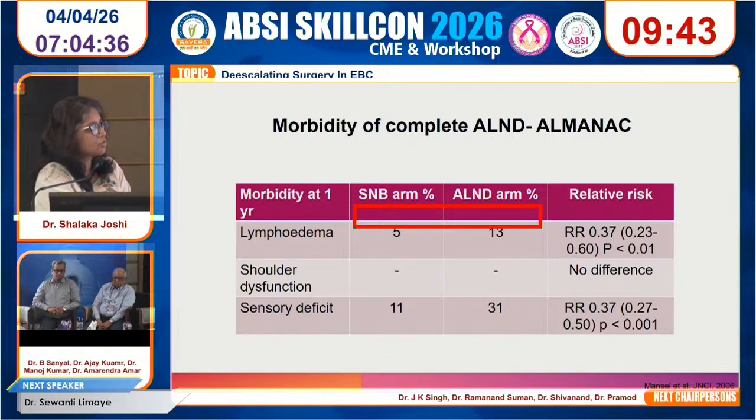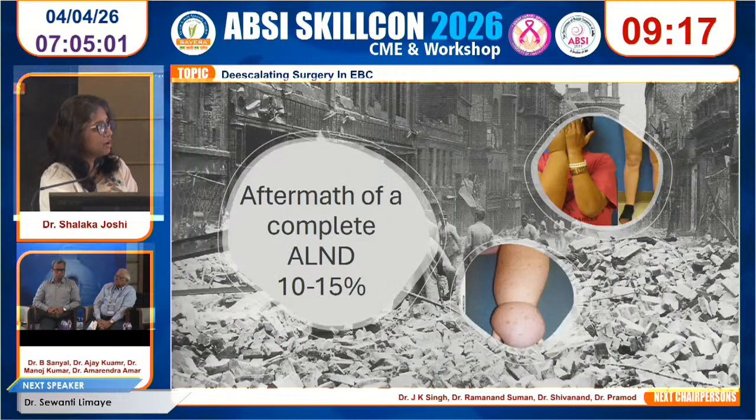Why do we do this? To avoid morbidity of ALND. The ALMANAC study proved that lymphedema, which is the demon in axillary surgery that 15 to 20% of our patients experience if you do ALND, reduces to less than 5% when you do sentinel node biopsy. So the reason to talk about axillary de-escalation is to reduce this demon of the morbidity of lymphedema, and of course there are other benefits including seroma rates and complication rates which are better with sentinel node biopsy procedures.